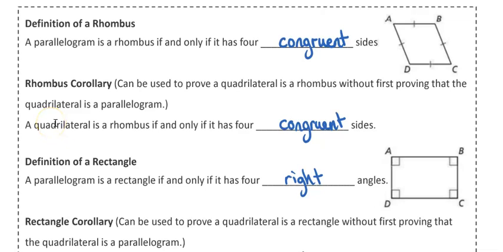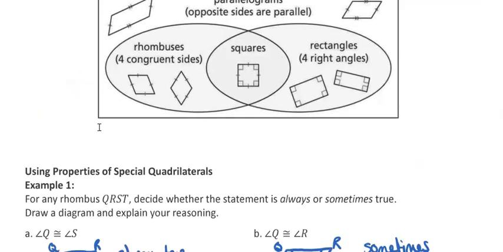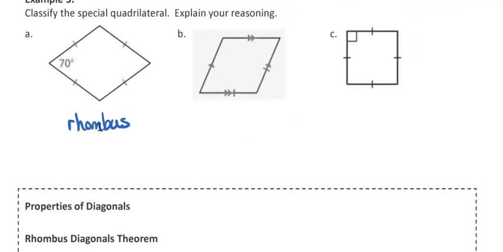And so the rhombus corollary says a quadrilateral is a rhombus if it has 4 congruent sides. So because I did not know this was already a parallelogram, I've got to use the corollary. So I'm going to say the rhombus corollary.